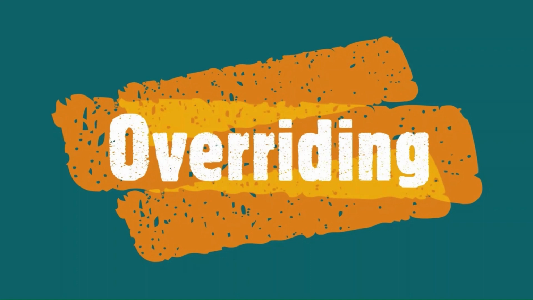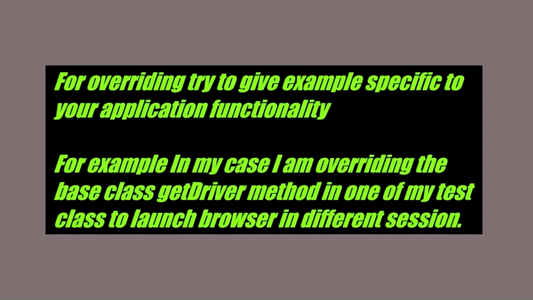Now the next way to achieve polymorphism is method overriding. When you are explaining method overriding usage in your automation framework, try to give examples specific to your application. For example, in my case, I am giving the example of the getDriver method where I'm launching my browser, and based on one of my test requirements, I am overriding that method in my test class so that I can launch my browser in a different resolution. Now let us see the example.